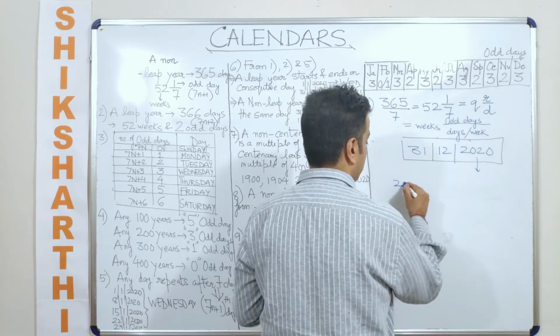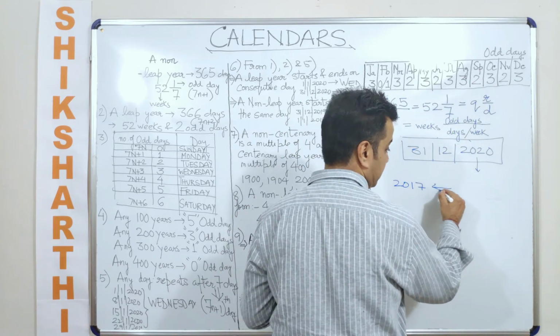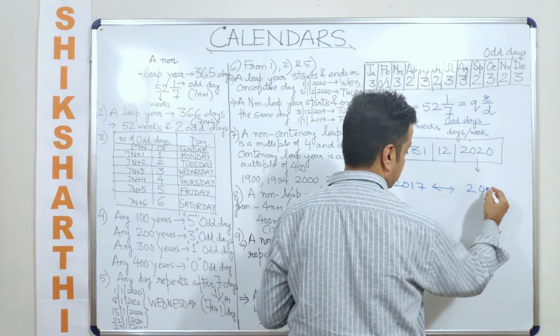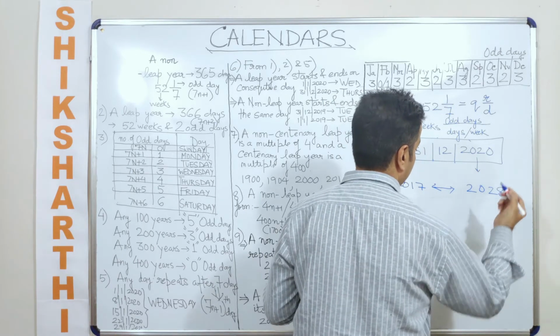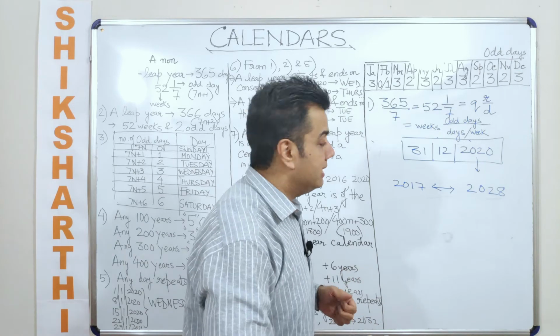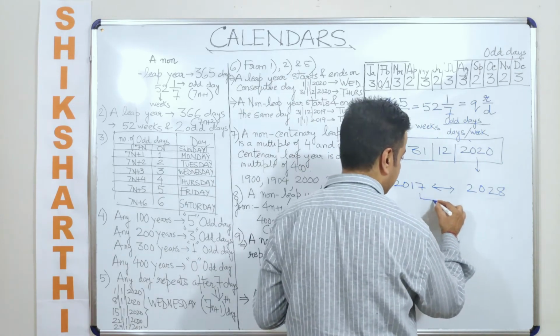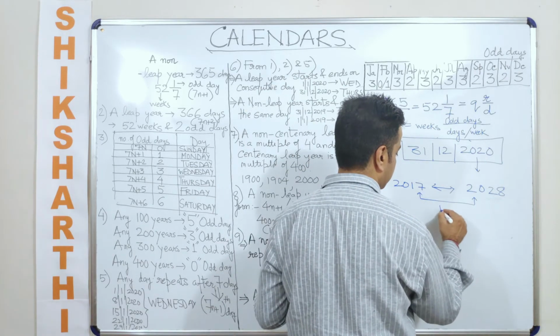So if I say that the 2017 calendar is going to be the same as the calendar for 2028, all I need to do here is see the difference. What is the difference here? 11 years.